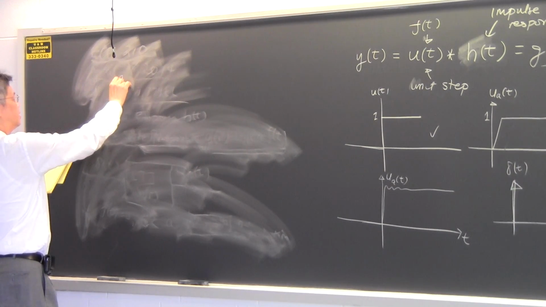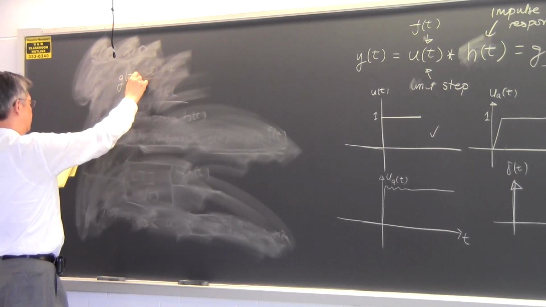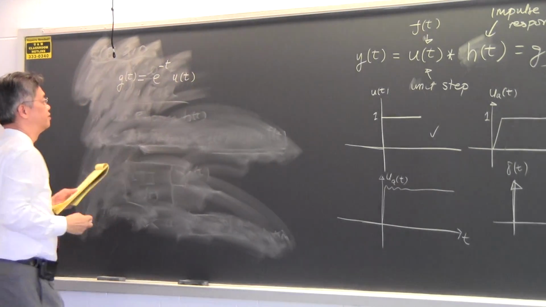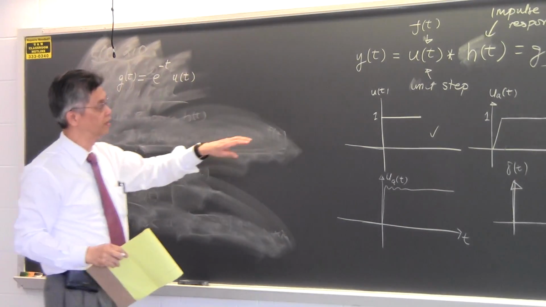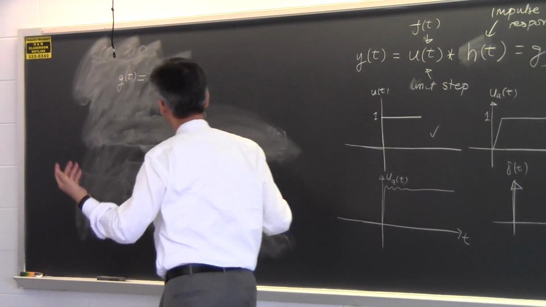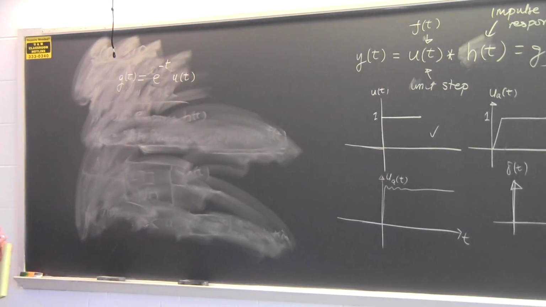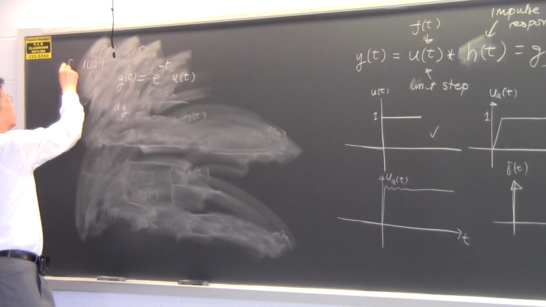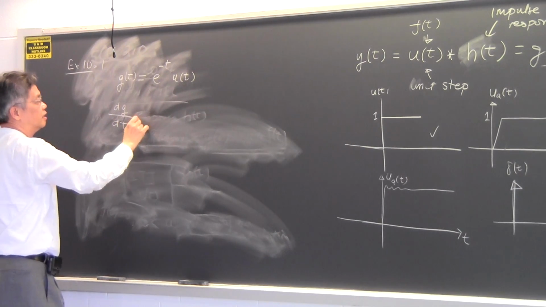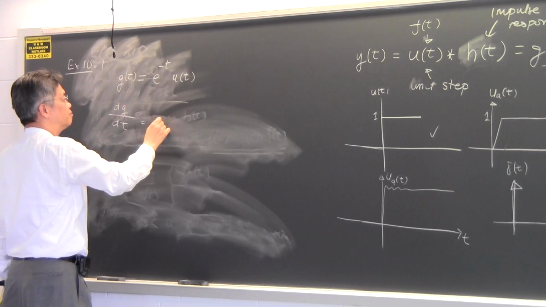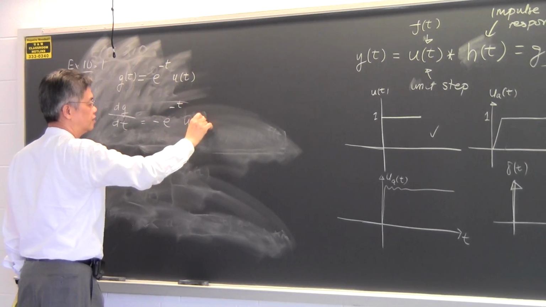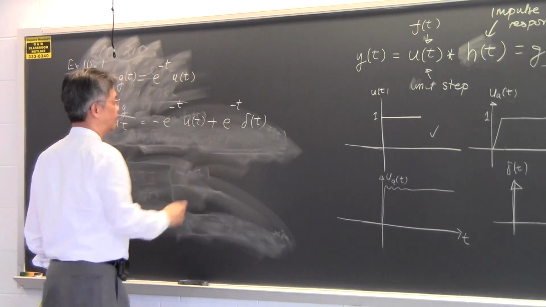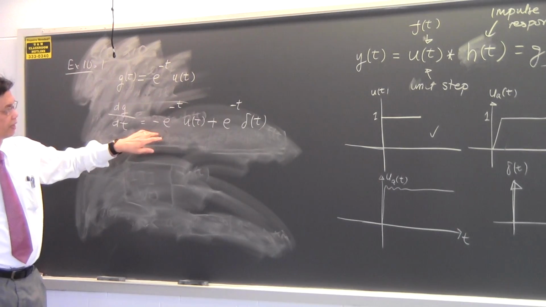So if g(t) is given by e to the minus t u(t), and this is the consequence of doing this convolution, how do I find the impulse response? I just differentiate this. Example 10.1. Just differentiate this, I will get two terms. I will get minus e to the minus t u(t) plus e to the minus t delta(t). I use the differentiation product rule, I get this.